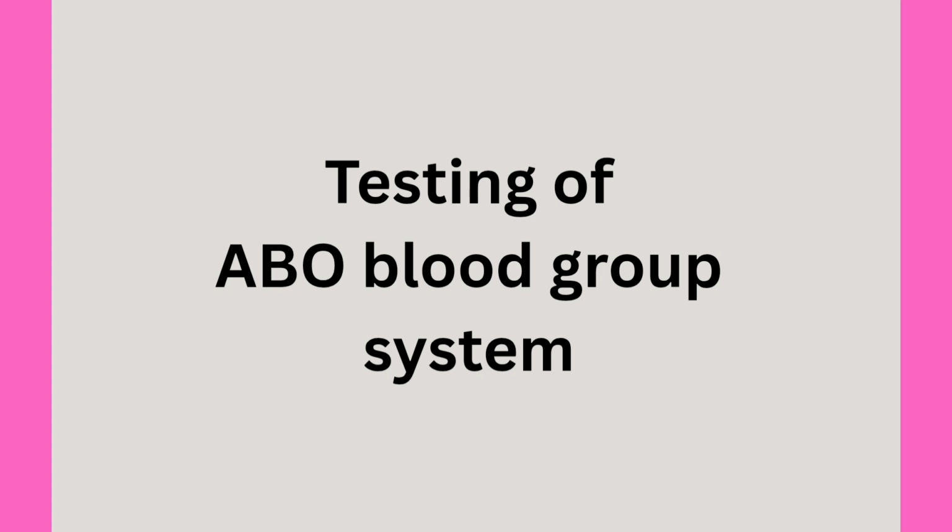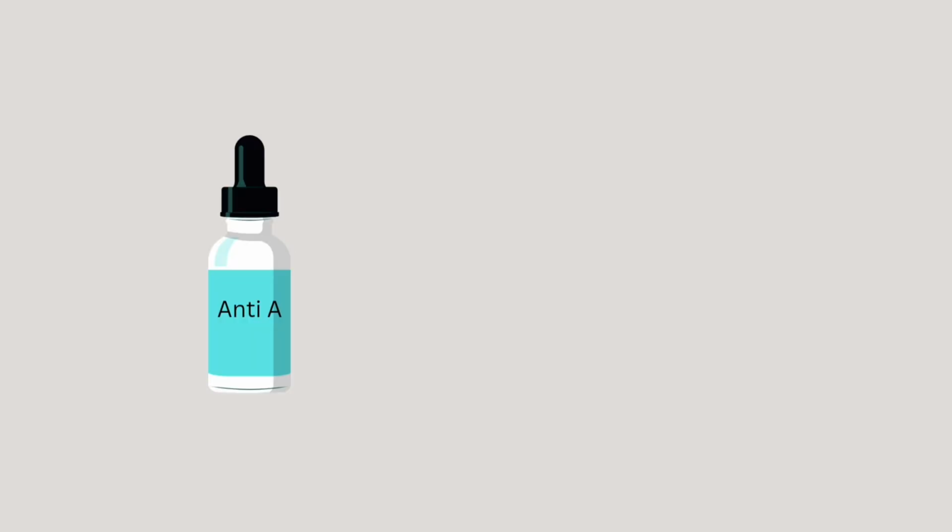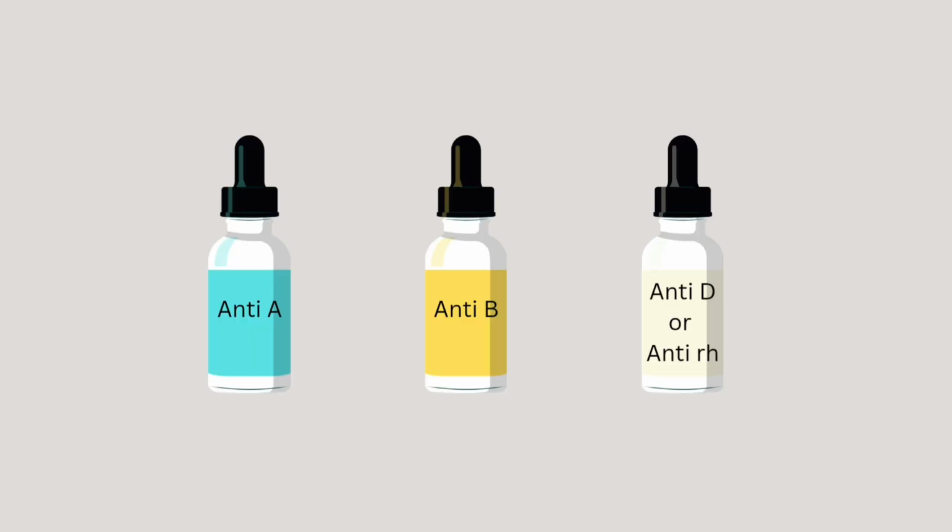We are going to learn testing of ABO blood grouping by using a diagnostic kit. It consists of monoclonal antibodies anti-A, anti-B and anti-D for Rh antigen. Monoclonal antibodies against antigen A come in blue colored liquid. Monoclonal antibodies against antigen B come in yellow colored liquid, while anti-D monoclonal antibodies are against D antigen, which is a colorless reagent.